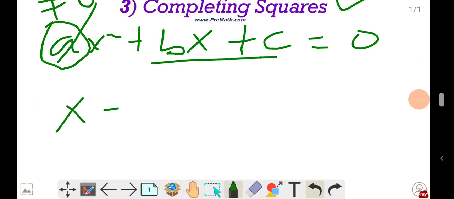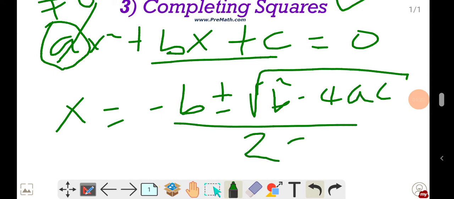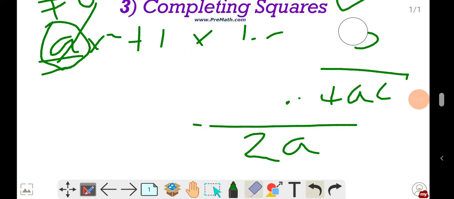So the formula is x is equal to negative b plus or minus the square root of b squared minus 4ac, the whole over 2a. If we know the a value, the b and the c, we can substitute everything and we can find the solution set. Let's see our quadratic equation now.